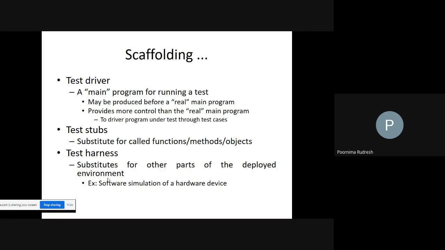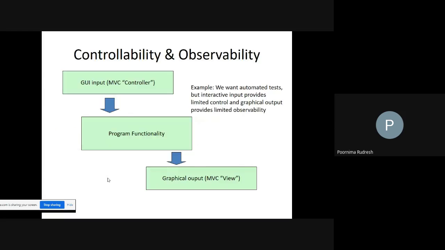So, if you want to know how the system operates through a simulator, then we can make use of the software simulation, and that is nothing but the test harness. So as I said, through the scaffolding, we are providing controllability and observability. Here one example is given for graphical user interface input, which we use in order to perform the different functions. And once that particular program is executed, we get the output.